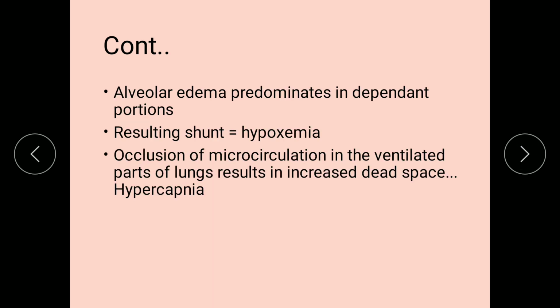The alveolar edema predominates in the dependent portion of the lungs, that is in the basal parts. So as a result, there is shunting of the blood which results in hypoxemia. Apart from this, microcirculation of the ventilated parts of the lung can result in increase in the dead space, which can result in hypercapnia also.